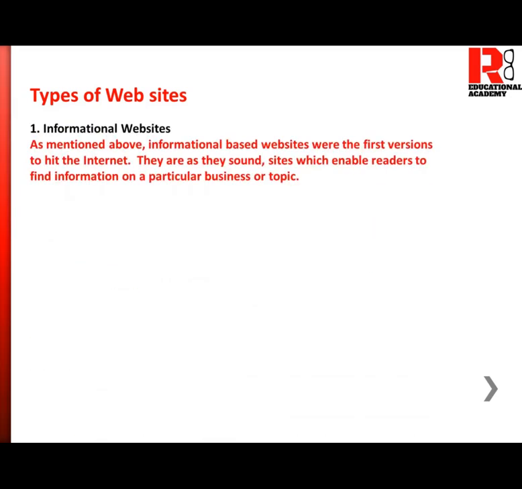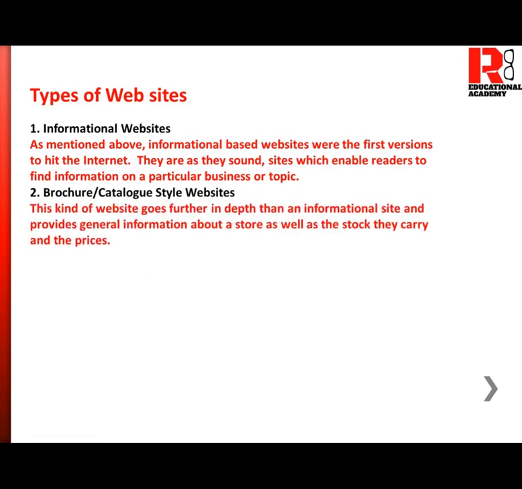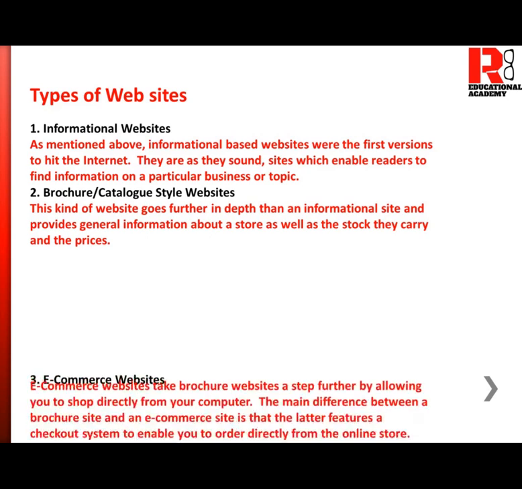First is information websites. As mentioned above, information-based websites were the first versions to hit the internet. They are as they sound, sites which enable readers to find information on a particular business or topic. Followed by brochure or catalog style websites. These kinds of websites go further in depth than an informational site and provide general information about a store as well as the stock they carry and the prices.